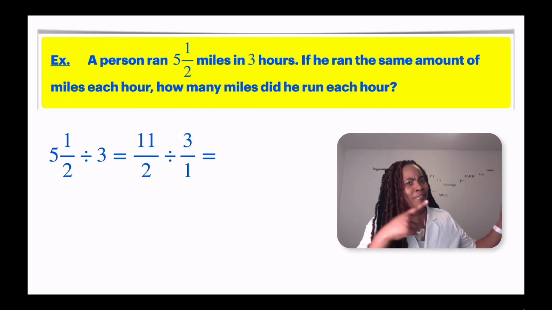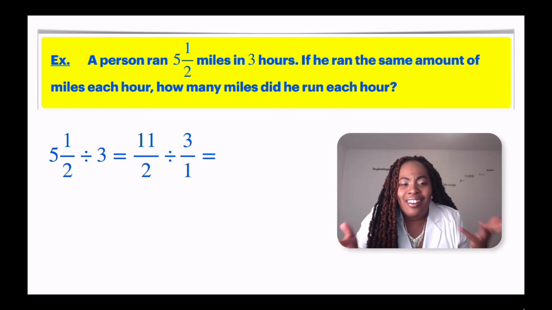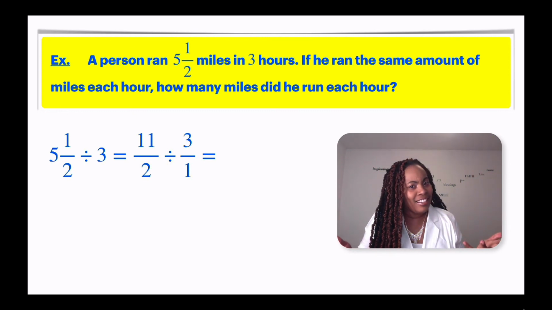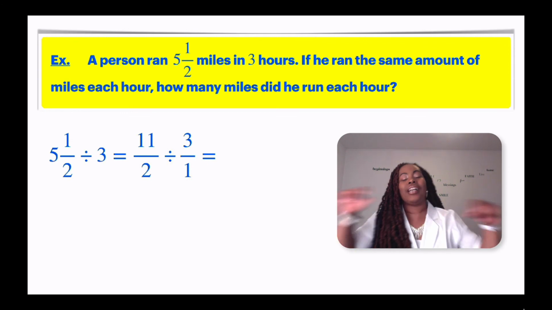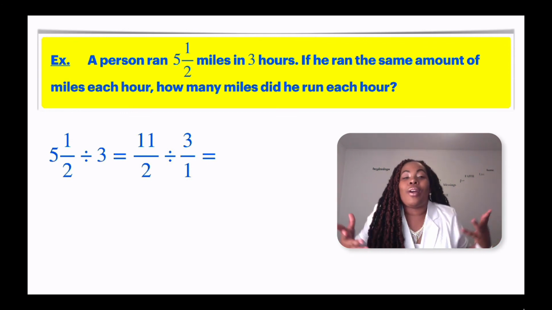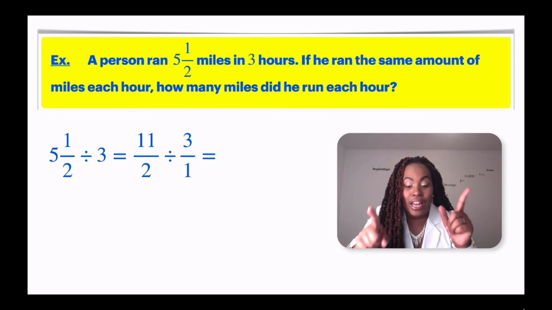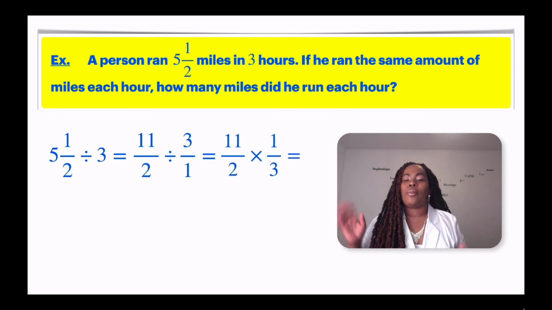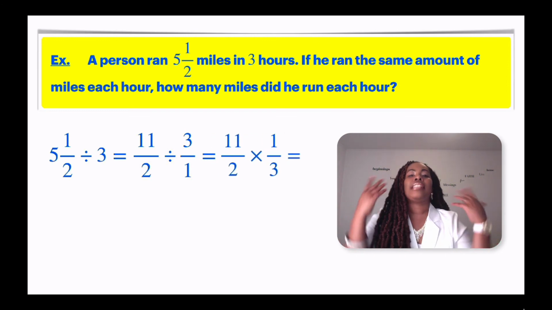So we'll end up with 11/2 divided by 3. And we already know that 3 as a fraction is 3/1. So we just went ahead and threw that in there too, okay? So don't forget, all whole numbers as a fraction are over 1.